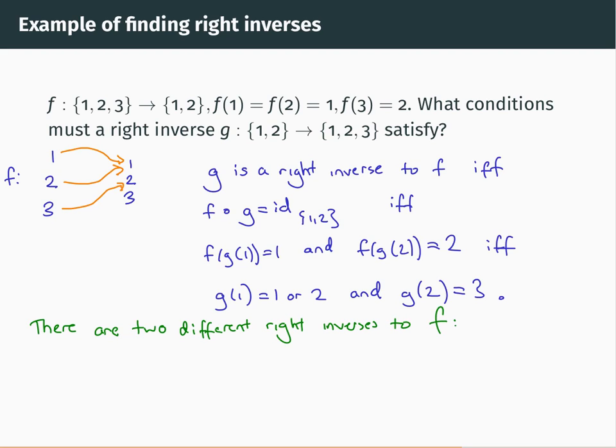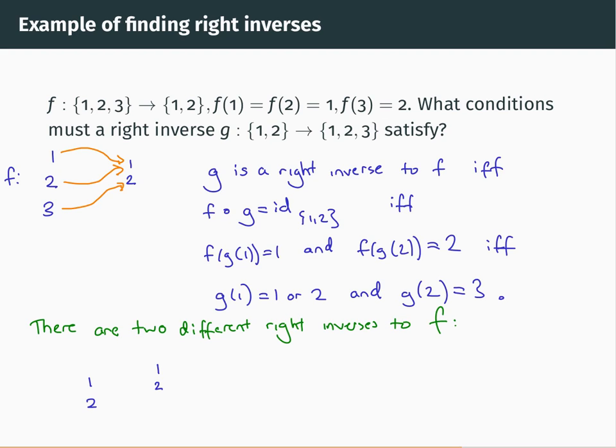So one function that sends 1 to 1 and 2 to 3, and another function that sends 1 to 2 and 2 to 3. Let's just draw those. What's wrong with this picture? That had an extra 3. That's better. So what should the right inverses to f do?